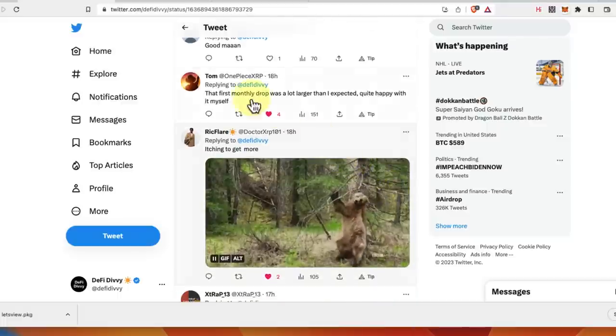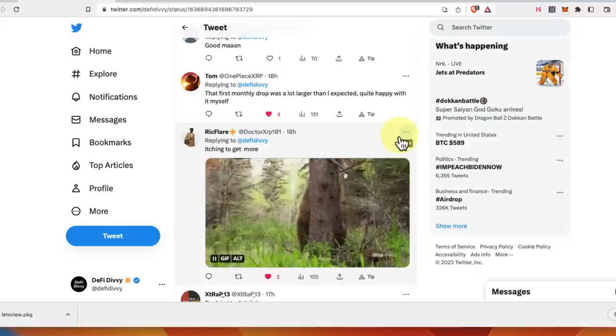This one from at One Piece XRP. The first monthly drop was a lot larger than I expected. Quite happy with it myself. Yeah, me too. And so let's get into that.